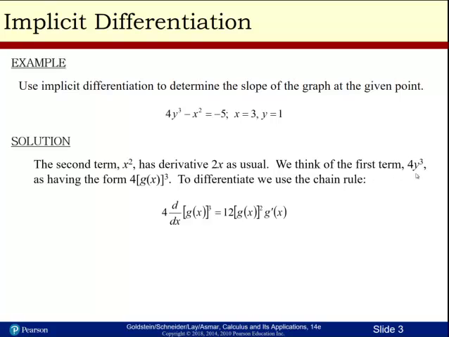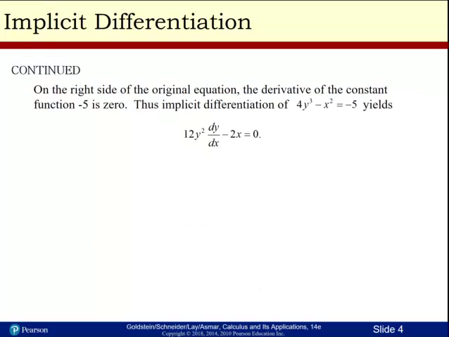We can think of the first term, 4y cubed, as having the form 4 times g of x, the quantity cubed. To differentiate this, we're going to use the chain rule. Notice that our inside is our y, and our outside is to the third power. So we take the derivative of the outside: bring the 3 down, multiply it by the 4, and get a 12, leaving the inside alone, which is just a y, and reduce that power, times the derivative of the inside function. That looks like 12y squared, and this g prime of x is just dy over dx.